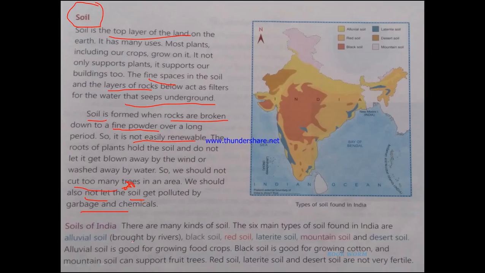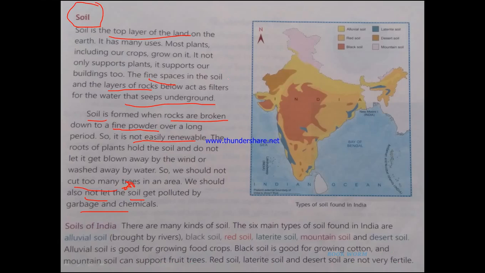Soil of India. There are many kinds of soil. The 6 main types of soil found in India are alluvial, brought by rivers, black soil, red soil, laterite soil, mountain soil, and desert soil. Alluvial soil is good for growing crops, black soil is good for growing cotton, and mountain soil can support fruits. Red soil, laterite soil, and desert soil are not very fertile.